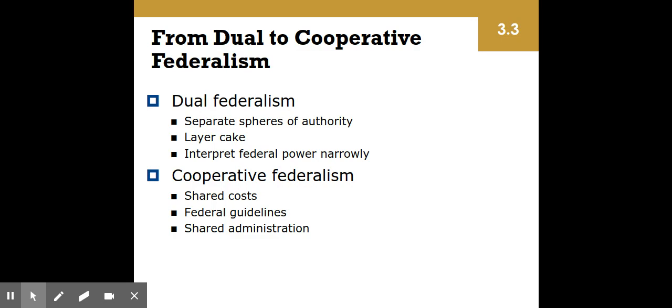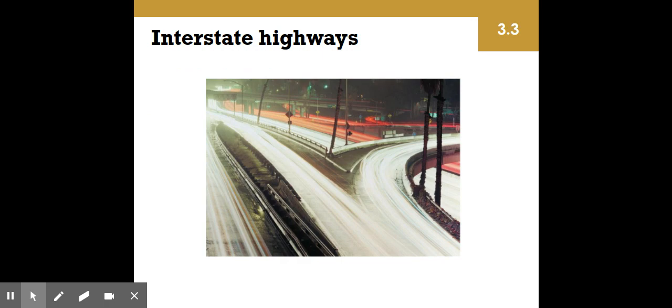Cooperative federalism is when there's a shared cost, though, where there are federal guidelines that states must follow, and there's also shared administration. For instance, with Medicare, there's obviously a national Medicare office and employees, but then they distribute the money and it goes to states, and each of those states has their own offices dealing with Medicare. Interstate highways is a good example of this. There is a National Department of Transportation, and Congress gives money to it, its budgets for interstate highways, but then they divvy that out to the individual state departments like PennDOT in order to maintain those roads.